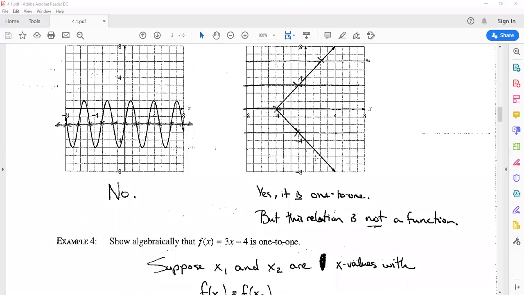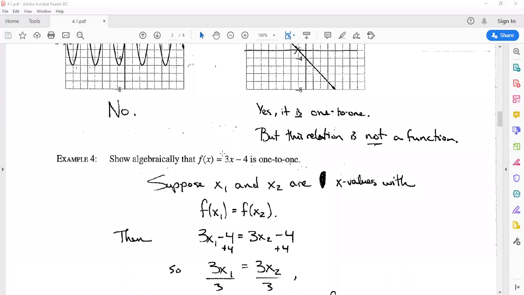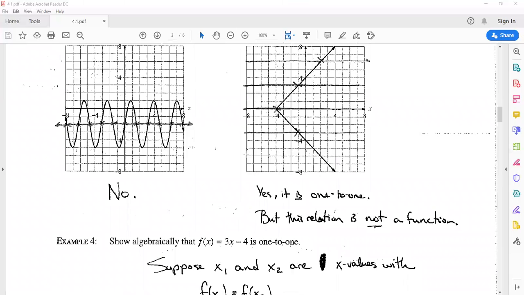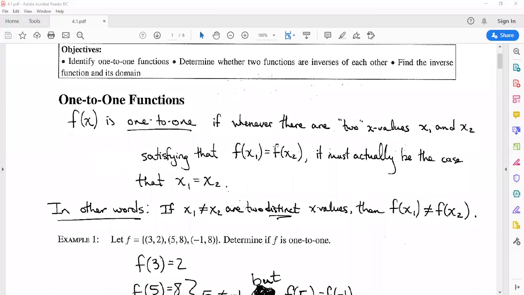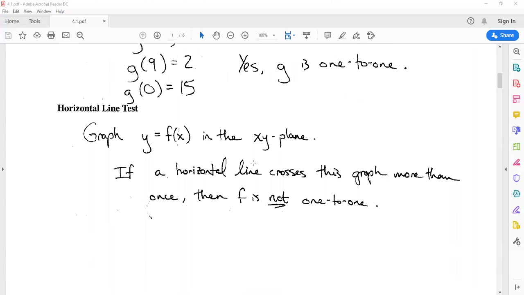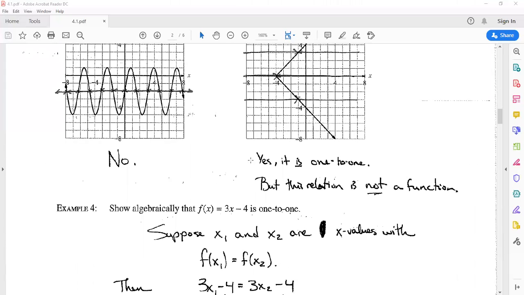Okay, so then what if we want to show from the formula that a function is one-to-one? Well, let's go back to the first page here and look at this first definition. Assume we have two different x values, x1 and x2, that satisfy the equation f of x1 equals f of x2, and then deduce from that somehow that we actually have x1 equals x2. So let's see what's going on here.